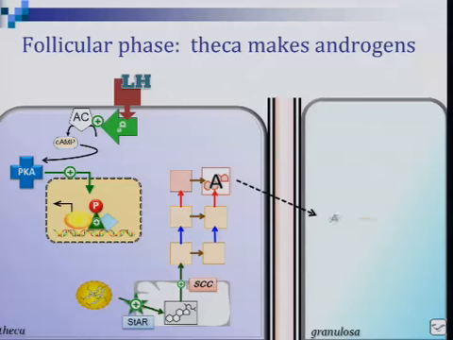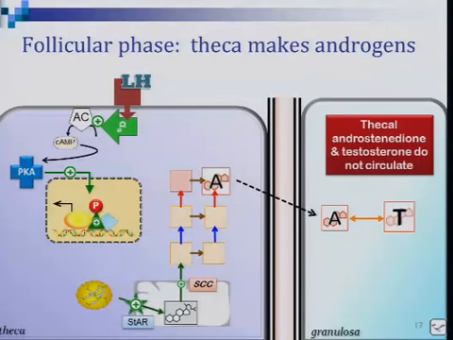Androstenedione here then is secreted and accumulates in the granulosa where there's 17 beta hydroxylase that will convert it into testosterone. So thecal androstenedione and testosterone don't circulate. This is not a significant source of circulating androgens in females.